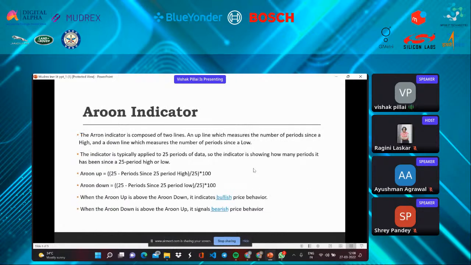The third one is the Aroon indicator. Sir, it is a technical indicator used for identifying trend changes in the prices of an asset as well as the strength of that trend. In the sense, it measures the time between highs and the time between lows over a time period.